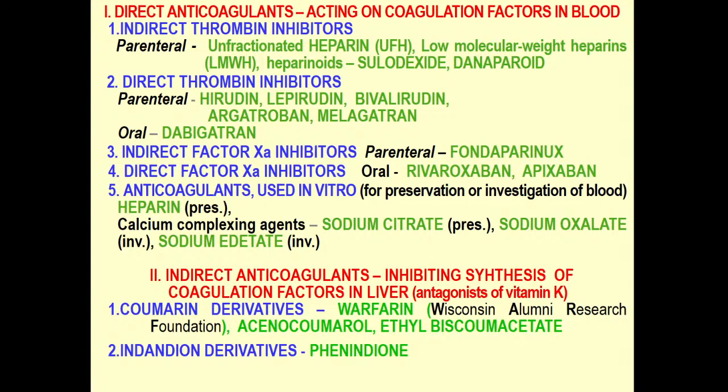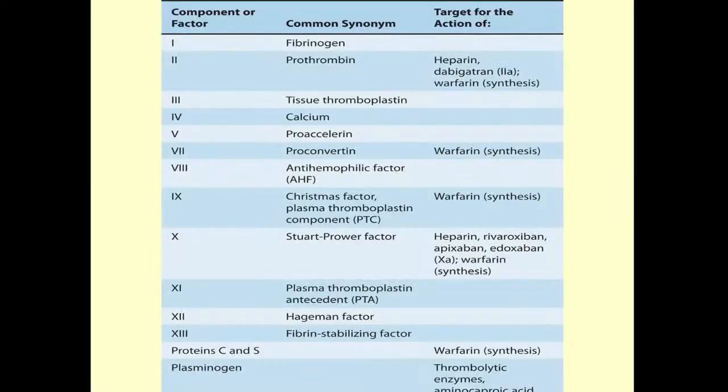Let us continue our lecture, the second part of our lecture. So, anticoagulants include direct, several groups, and indirect. First of all, let us look at what factors they act on, direct and indirect.